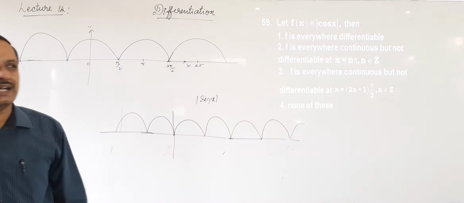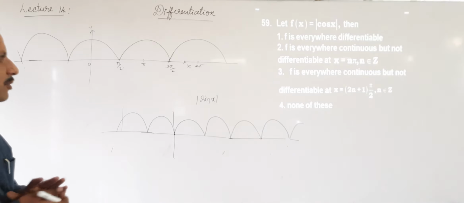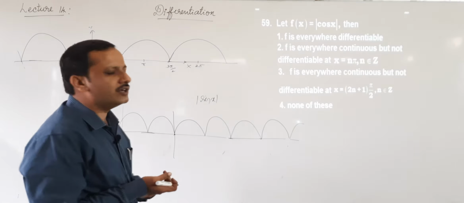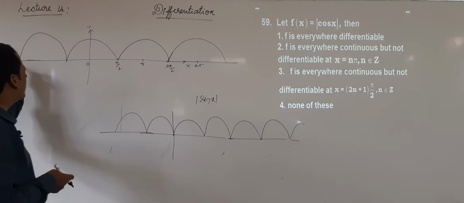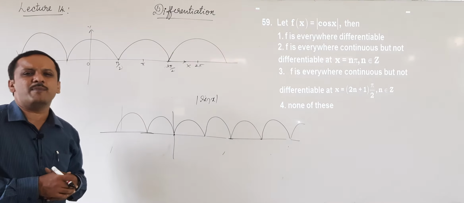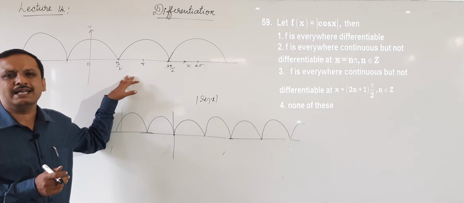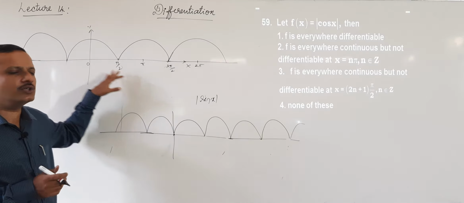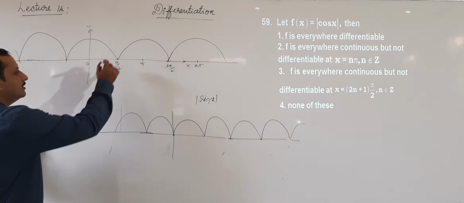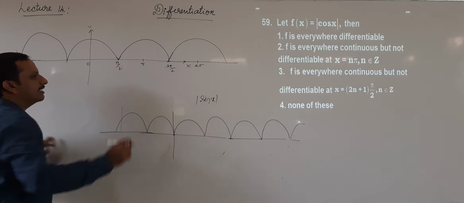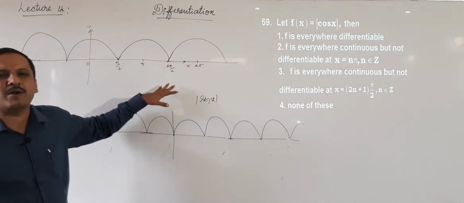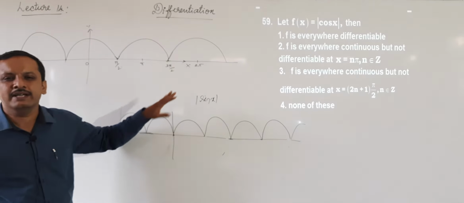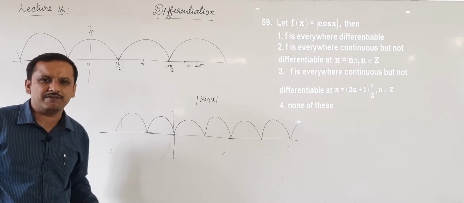Okay? So now let us look at this problem. We want to test the continuity and differentiability of this function. Look at this curve, the graph of mod cos x. Is it continuous everywhere? Do you see any break at any point? Actually, there is no break, though in my diagram it looks like there is a break. There is no break anywhere. Hence, this function is continuous everywhere.